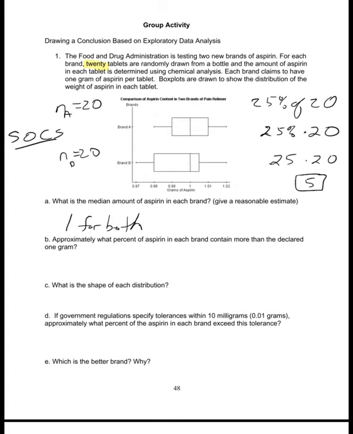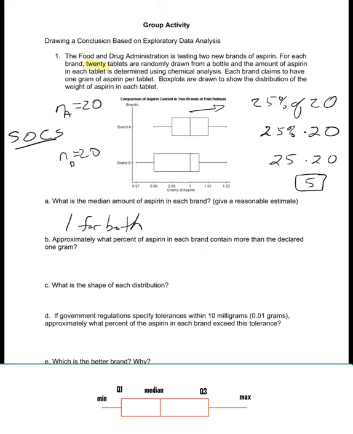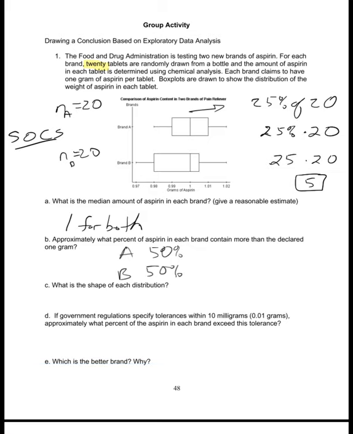Okay, approximately what percent is contained in more than 1 gram? Well, we just answered that. What percent is here or more? All right, yes, for A it was 50%, but then also for B it's 50%. So they did a good job. Both companies got the center to be at 1, right? And that's the goal.